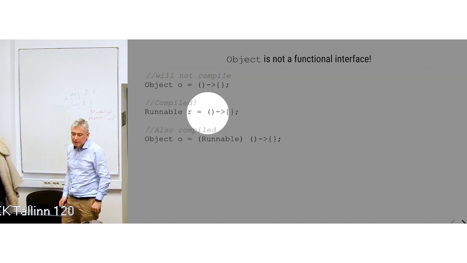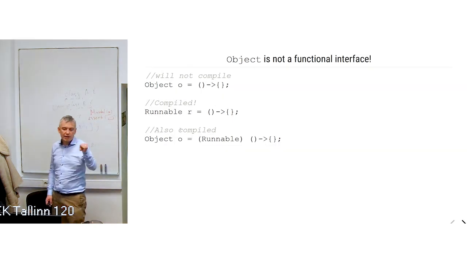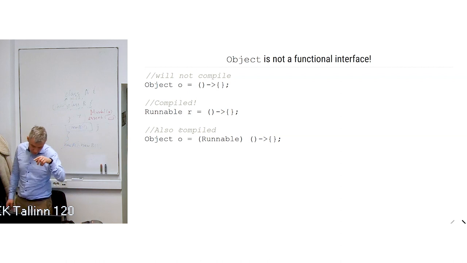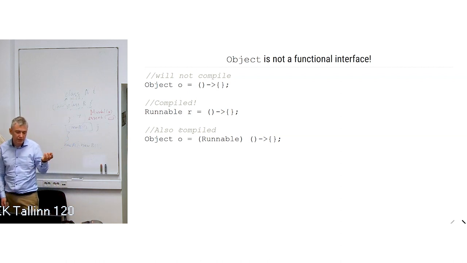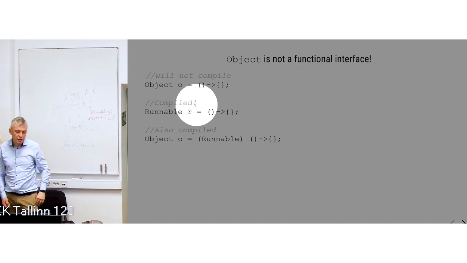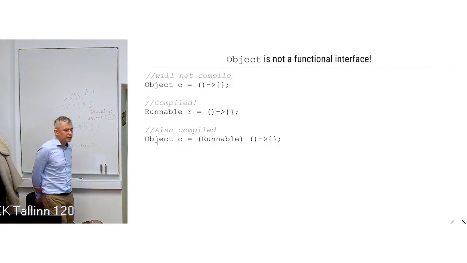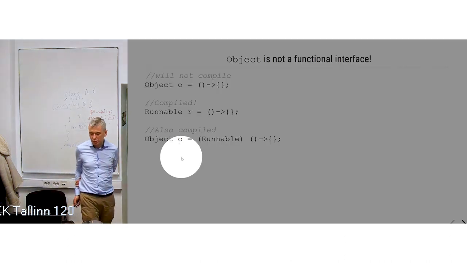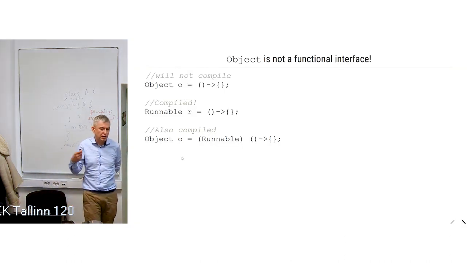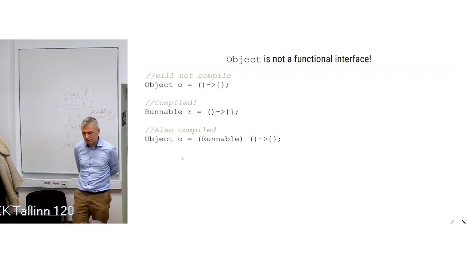But if we assign it to a Runnable variable like this one, Runnable r, then it's okay, because Runnable has a run method that accepts no parameters and doesn't expect to return anything. So this will compile, and after casting this to Runnable, we can assign this to Object. Also, it doesn't make sense, because when it's Object, we completely lose all the information about the type of this Runnable, that we can run anything.